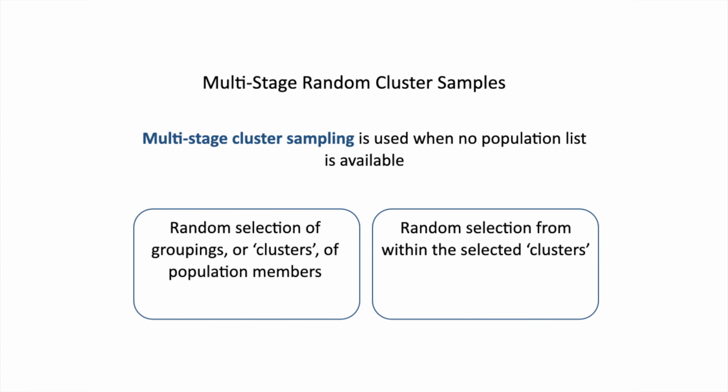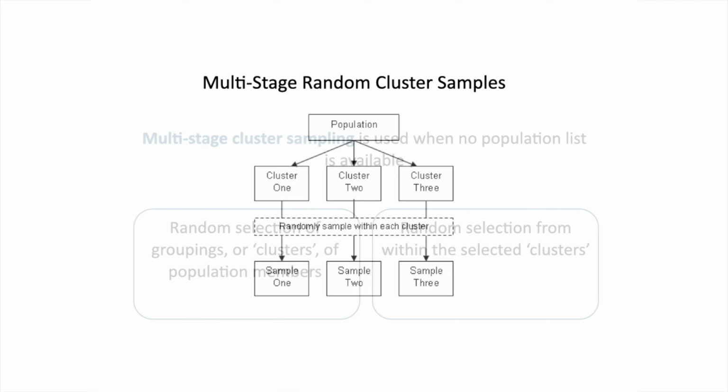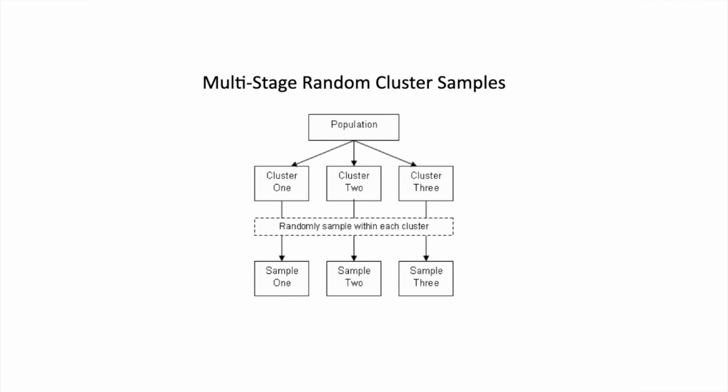Last random sample design that's available to you is something called multistage cluster sampling. When would we use this? We would use it when there's no population list available. So what you do is you do a random selection of clusters of population members, and then from within each cluster, you do another random sample.